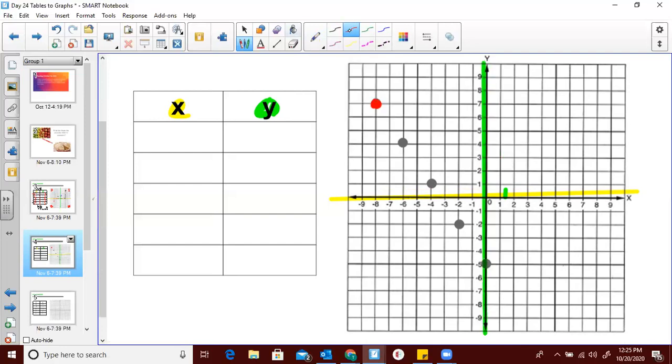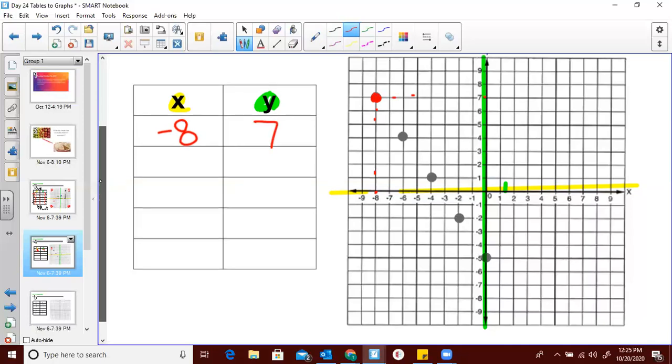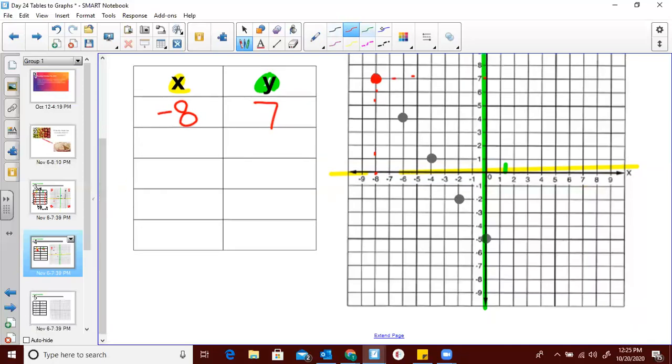All right, so for this point, I can come down. I see that it hits -8 right here, so my x is going to be -8. Then I can come over here and look for my y. I'm going to go to the right because it's to the left of the y-axis, follow this line, and you'll see that it's 7. That would be good for my table.